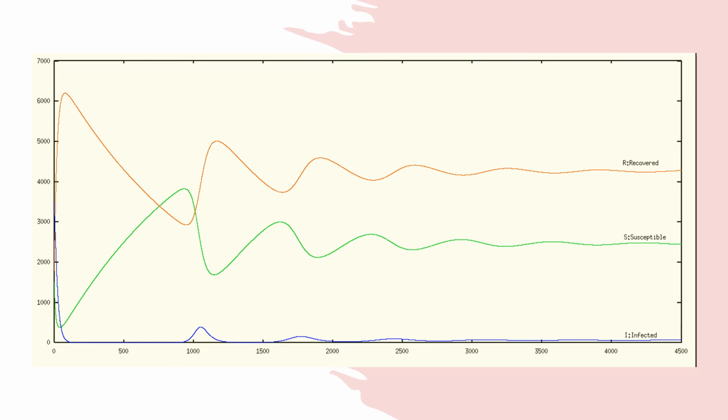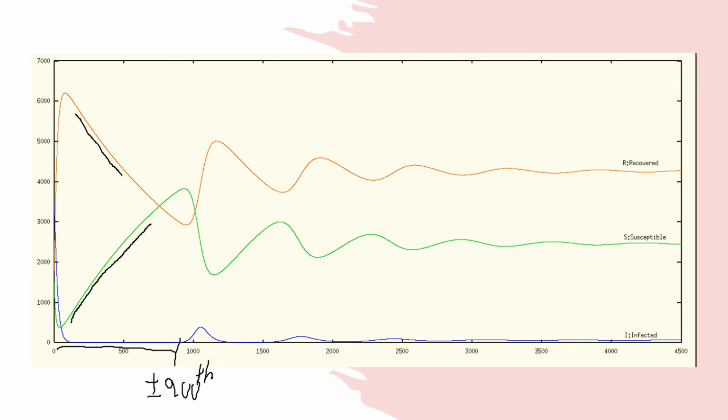So this is the figure obtained from XPP-Auth software. At the early stages, we can see that before plus minus 900 days, the infected cases are approaching zero because the patient may be immune to the coronavirus after they have recovered. This explains why the susceptible individuals are increasing.